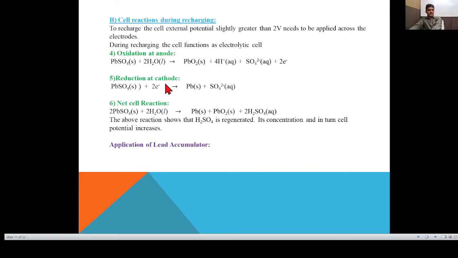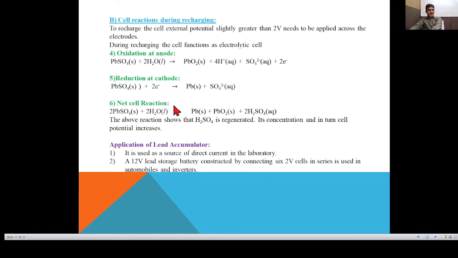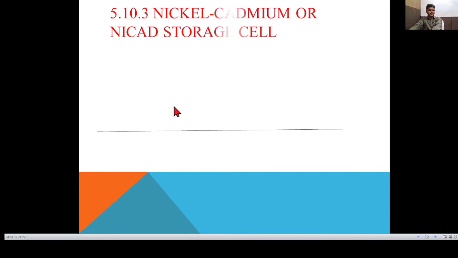So from the above reactions, what are the uses of the lead storage battery? It is used as a direct current source in the laboratory. A lead storage battery constructed by connecting 6 cells of 2 volts in series is used in automobiles.